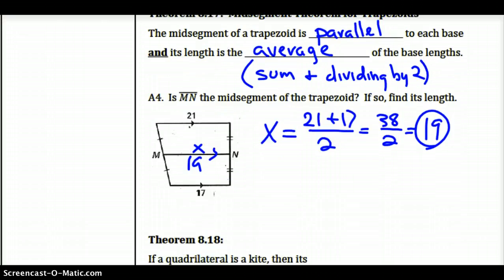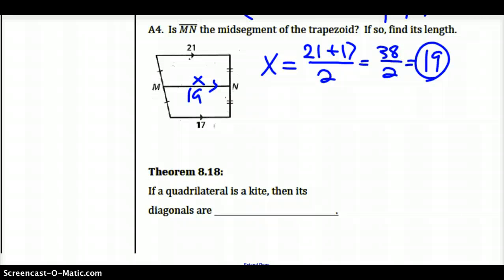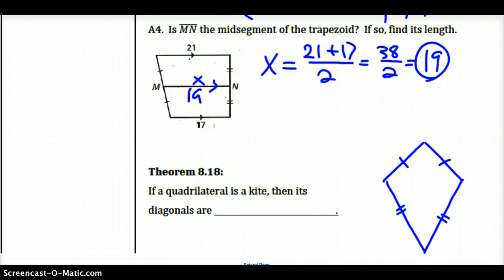Okay. Theorem 8.18 switches over to kites. Remember, kites look like this. And a kite has 2 distinct pairs of consecutive congruent sides. So, in a kite, if I sketch in the diagonals in my nicely sketched kite, we also get perpendiculars, similar to a rhombus. All right.